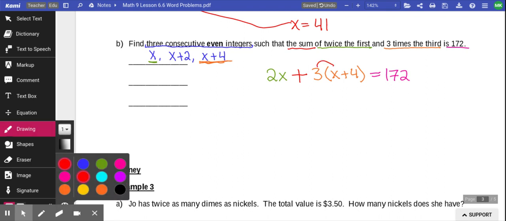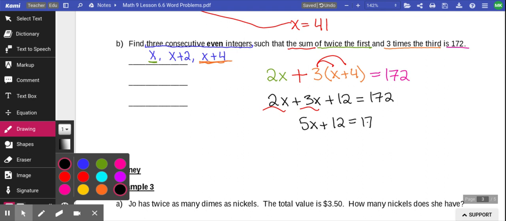We're going to solve that by getting rid of the bracket, so we have to multiply in. That gives me 2x plus 3x plus 12 equals 172. I then want to collect my like terms, so that would become 5x plus 12 equals 172. I'm going to subtract 12 from both sides. That gives me 5x equals 160. And I divide both sides by 5. It should get you 32.